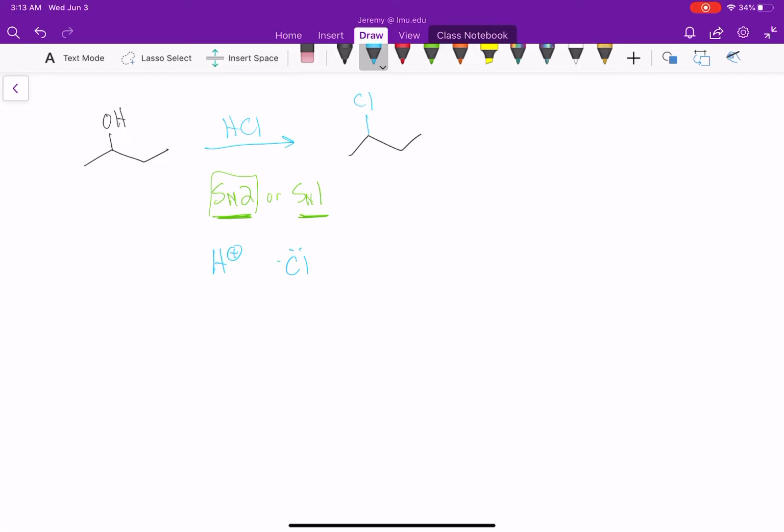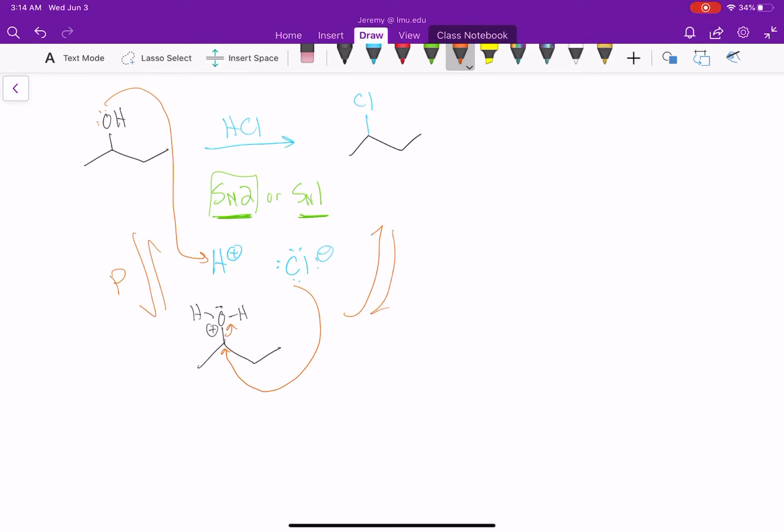That's an H plus, a Cl minus. We need to turn this alcohol into a good leaving group, so we protonate. We had 2 lone pairs, now we only have 1, we have a plus. So in the SN2 process, the chlorine will attack and kick out the leaving group all in one step. All right, so that would be the mechanism for the SN2. If it was an SN1, this would leave first, you'd form a carbocation intermediate, then your chlorine would attack.